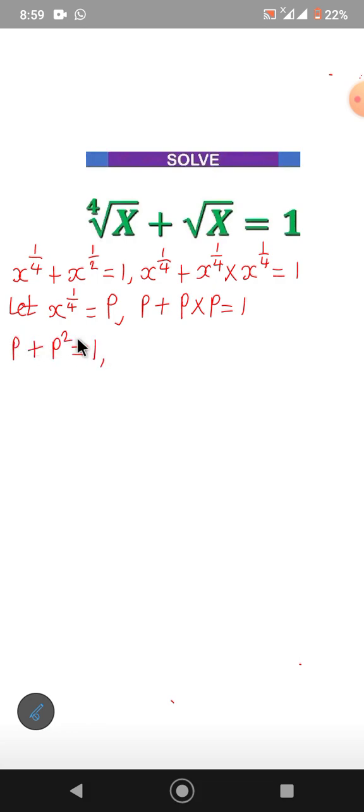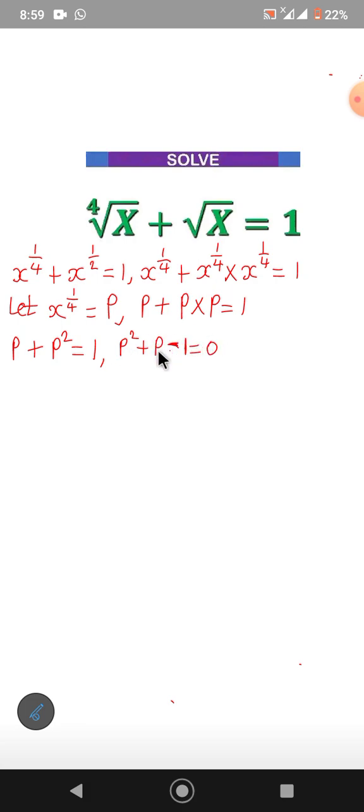Now, this is a quadratic equation. I will have to rearrange it, so it will look like this: p squared plus p minus 1 equal to 0. So this is the complete quadratic equation.